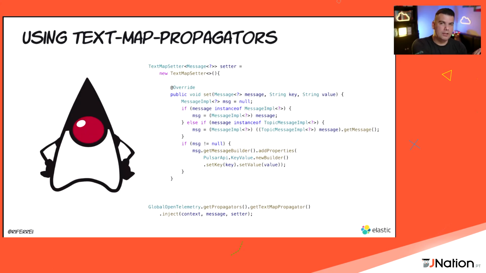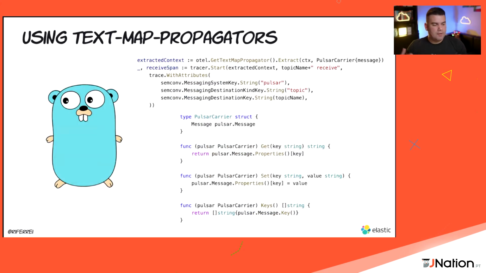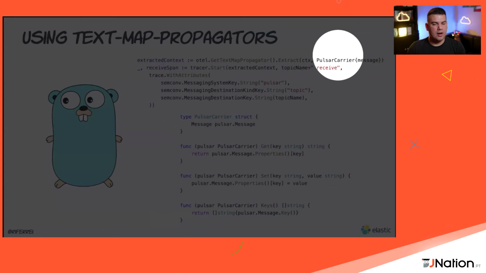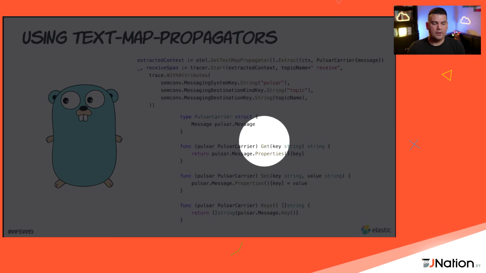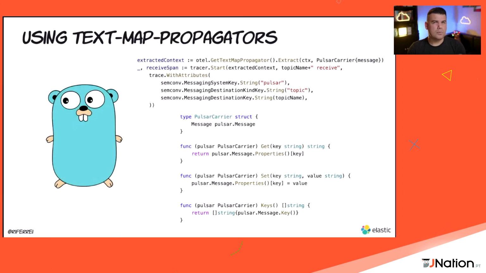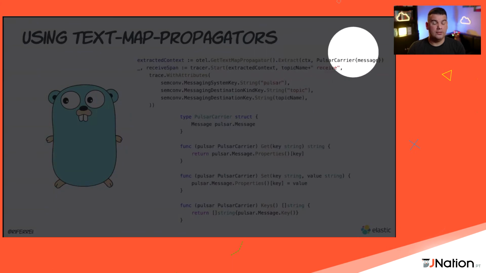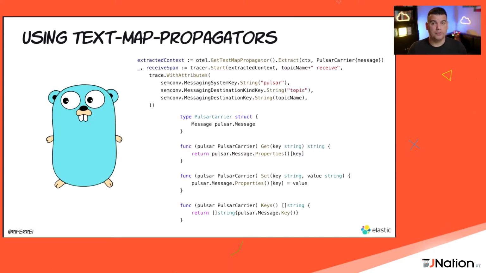On the other side, even if you had a Java implementation, you would have to come up with a getter, not a setter, but a getter implementation. Or in the case of Go, you can simply do this, which is creating an implementation of a carrier, and then you have to provide callbacks for get, set, and keys, right? Ultimately, what we are doing here is extracting the context from the existing message. So this is how it works, right?